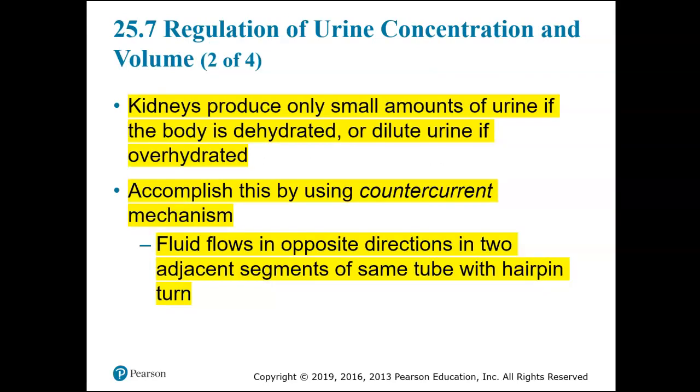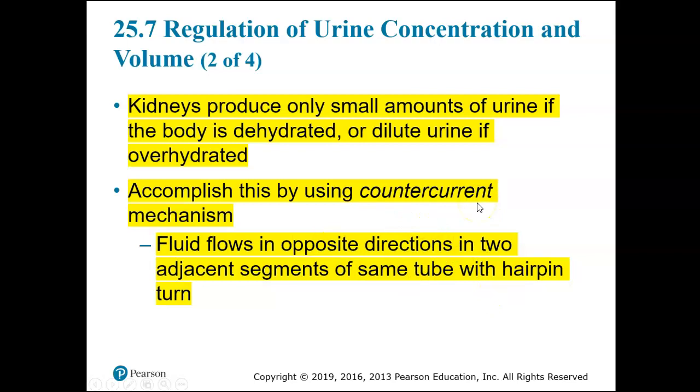Okay, so now we're going to talk about the regulation of urine concentration and volume. The kidneys produce only small amounts of urine if the body is dehydrated. If the body is overhydrated, the kidneys produce dilute urine. So the kidneys adjust the volume of urine based on the hydration level, and this is accomplished through the nephron loop. The process that occurs in the nephron loop is called the countercurrent mechanism.